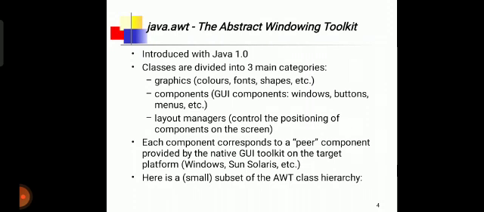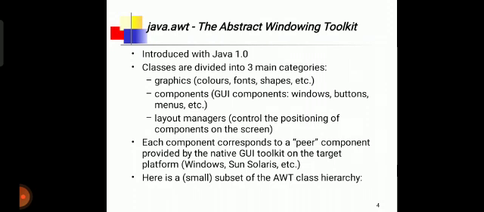Classes are divided into three main categories: graphics, component, and layout managers. Graphics means we have to introduce colors, fonts, shapes, etc. Component means what we use in a window: buttons, menus. Layout manager means we control the position of the components on the screen.